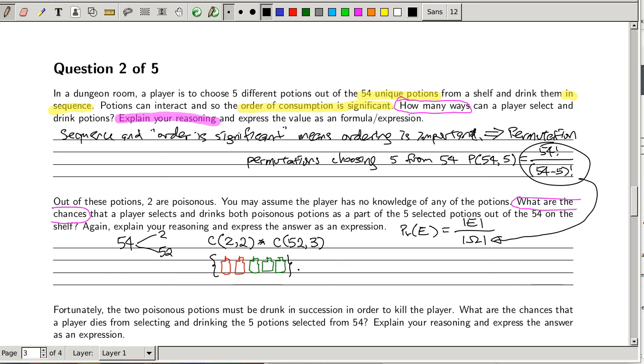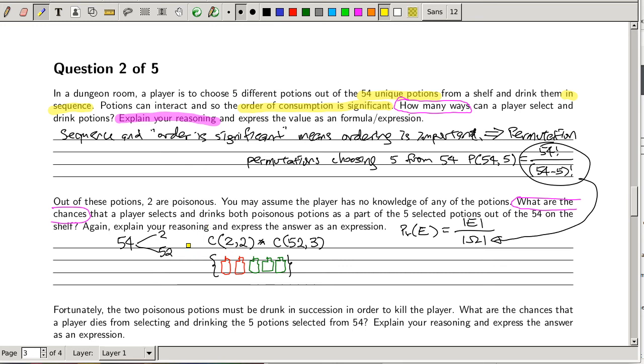So now we have to introduce sequencing into this. The part of the question that makes this easier to figure out has to do with the player having to drink both potions in sequence, one right after the other, in order for the poison to show up. So where is that? Oh, it doesn't say that. I think it's the third part you're looking at.